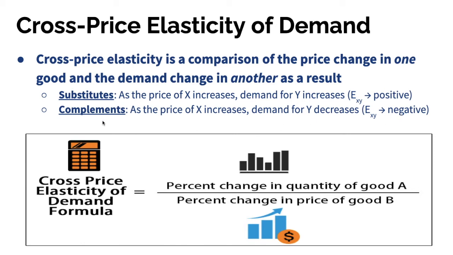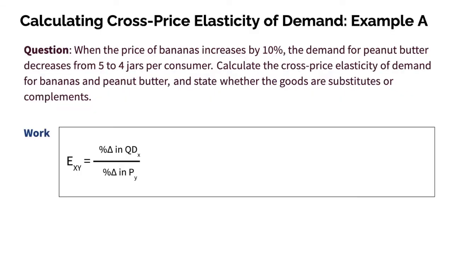So here's an example. If you could go to the next slide for me. I'm going to give you a chance to work through a practice problem here and see if you can figure this out on your own. It says, when the price of bananas increases by 10%, the demand for peanut butter decreases from 5 to 4 jars per consumer. Calculate the cross-price elasticity of demand for bananas and peanut butter and state whether the two goods are substitutes or complements.